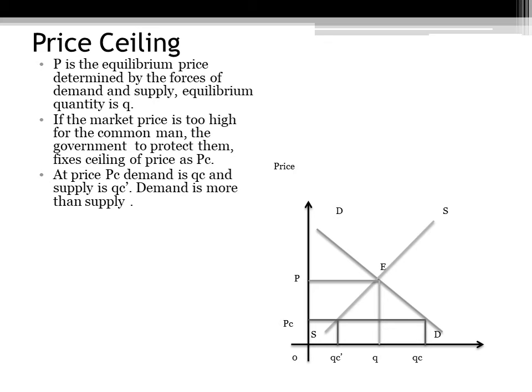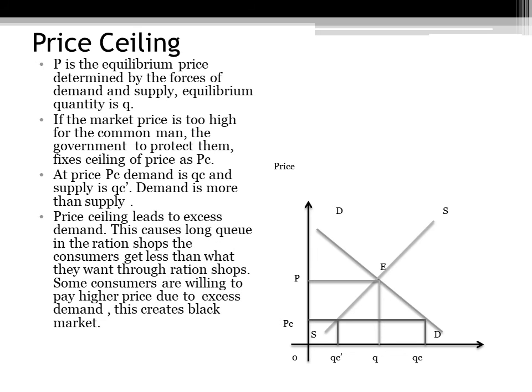At price PC, demand is QC and supply is QC dash. Please note the corresponding demand: demand is QC and supply is QC dash. Here demand is more than supply, so there is excess demand. So price ceiling leads to excess demand.